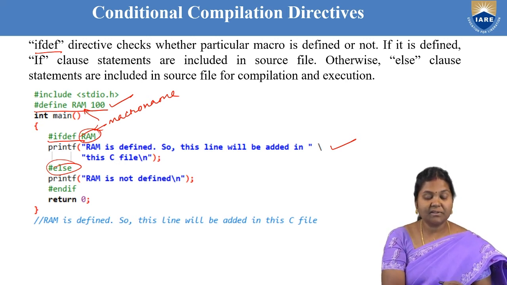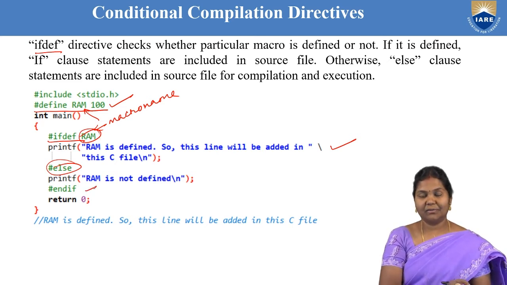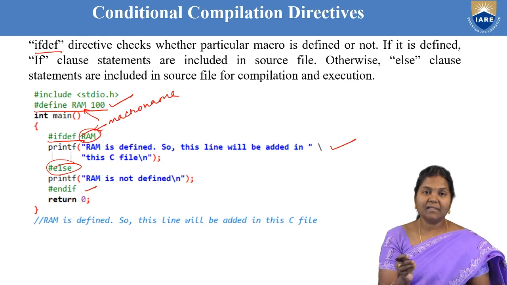In your header file section, RAM is there already. So, it will print this statement that RAM is defined, and this line will be added in the C file. Otherwise, it will come to the else clause. Whenever you write #ifdef, you have to write the endif part. So, #endif. Every #ifdef should be closed with #endif.